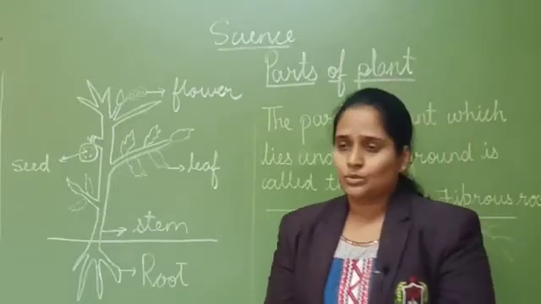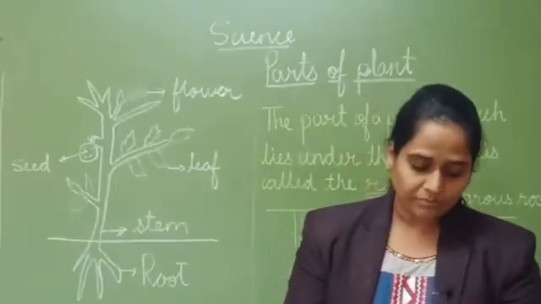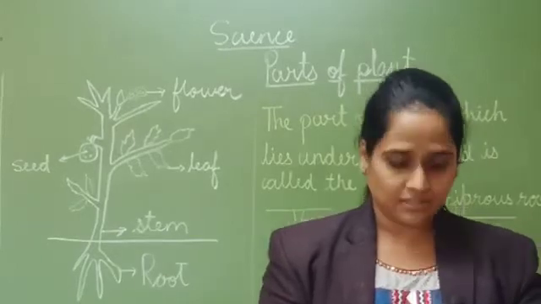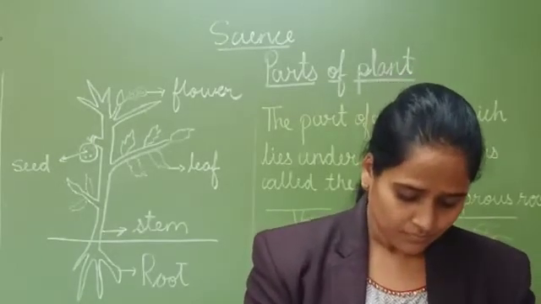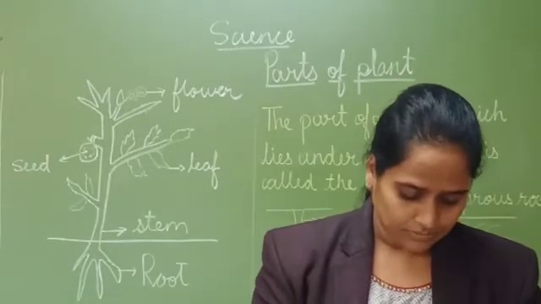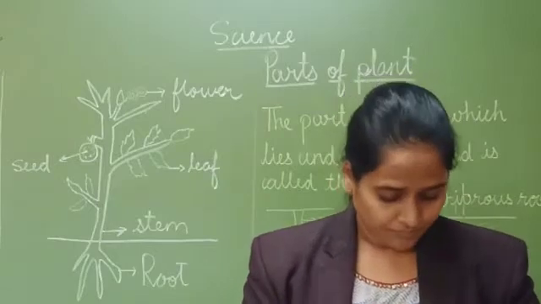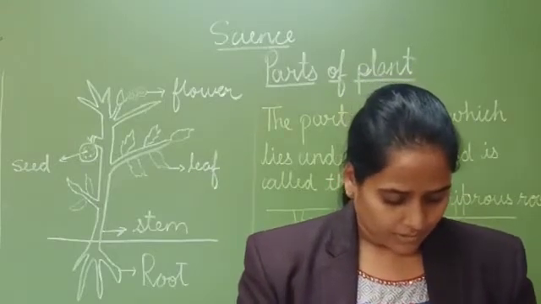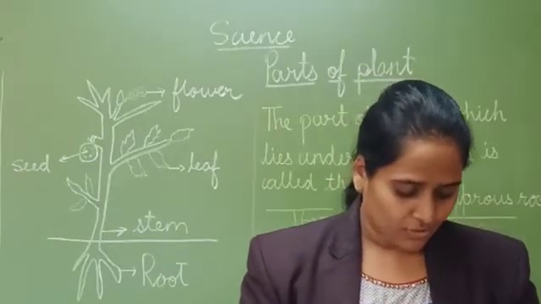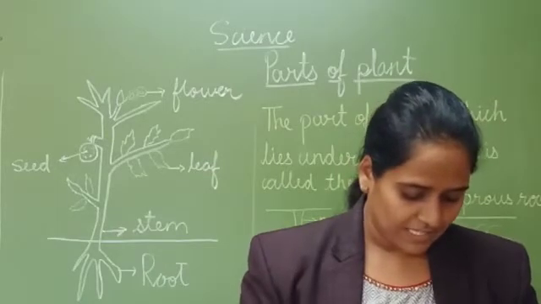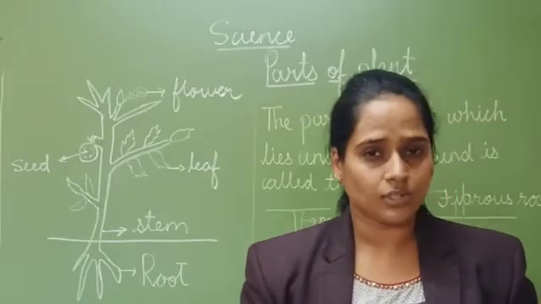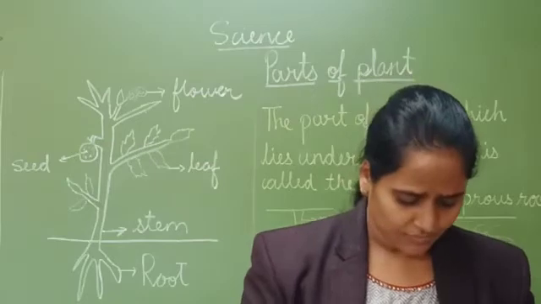Now what you have to do, you have to draw a diagram from page number 12. You have to write the lesson name. You have to draw parts of plant in this. Down there is a definition of roots: a part of a plant which lies under the ground is called root. This you have to learn.